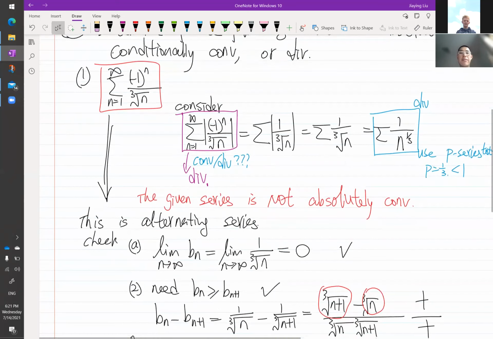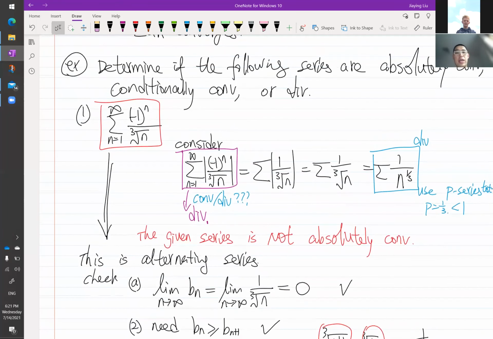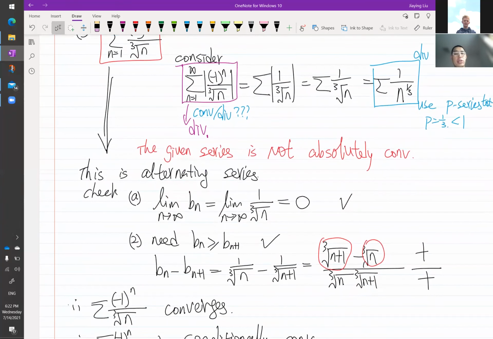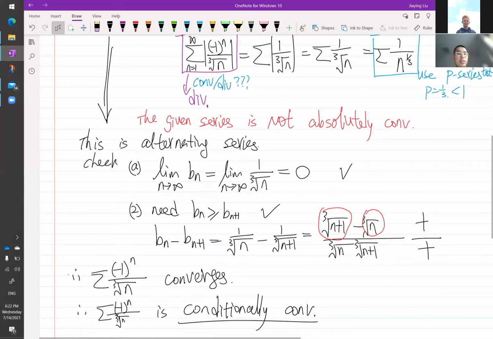So that's what I did. I found the absolute value series, and I found out that that's divergent. So I know it's not absolutely convergent, but I still need to find out if it's conditionally convergent, which means you have to look at the series itself to determine if it's convergent or not. That's what this work is, to just focus on the series itself, not all of it, this part.